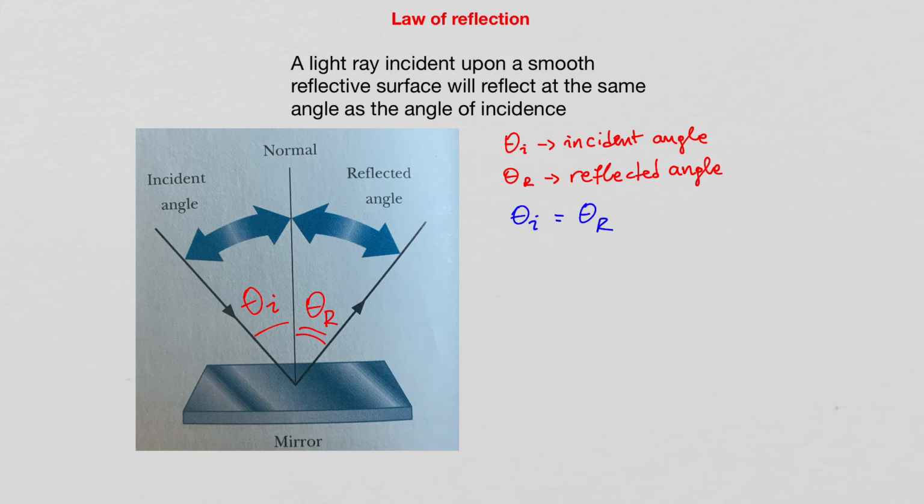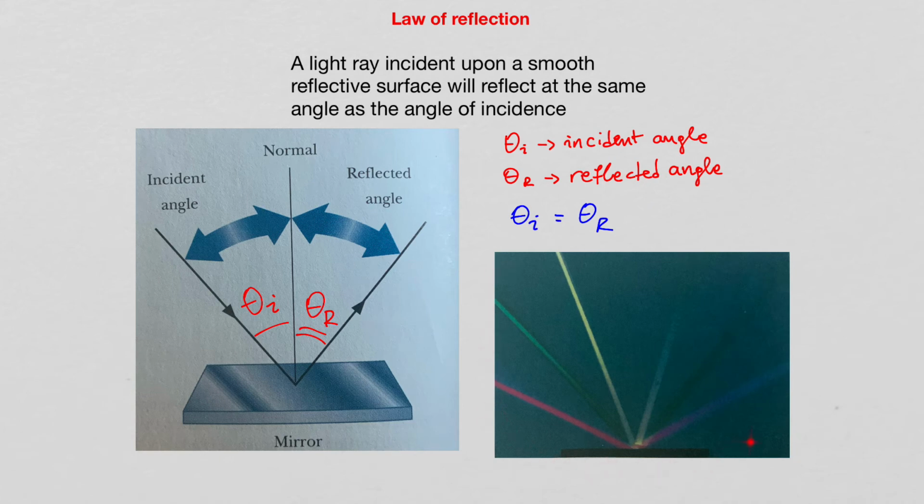And so here is a picture of an actual experiment where different colored lights were shone upon a flat mirror. And as you can see, they are reflected at the same angle as the angle of incidence. And these angles again are symmetric with respect to this imaginary line that is perpendicular to the mirror surface.